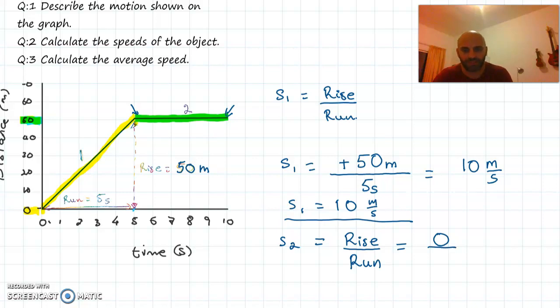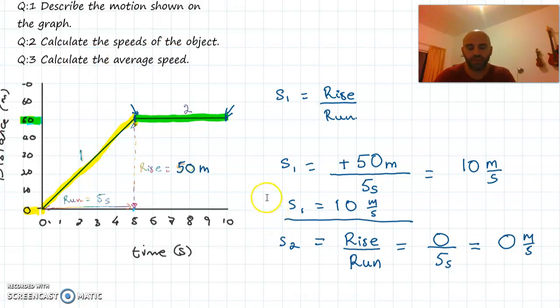but at the same time, time has continued on from 5 seconds all the way to 10 seconds. So that's another 5 seconds. Okay, now it's a very, very common mistake here, is that people will use 10 seconds for that second time, but it's not, okay? You're looking at the time interval between the start of that line to the end of that line, okay? And that's just 5 seconds, because it goes from 5 seconds all the way to 10 seconds. So 0 divided by 5 is 0 meters per second. So that means speed number 2 is 0 meters per second.